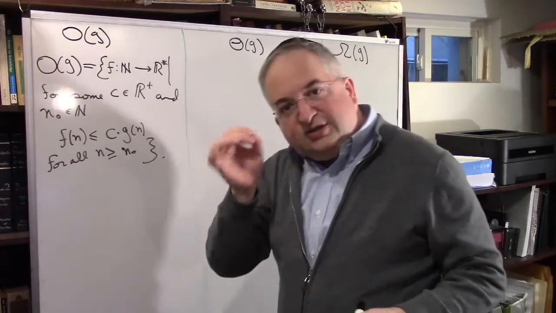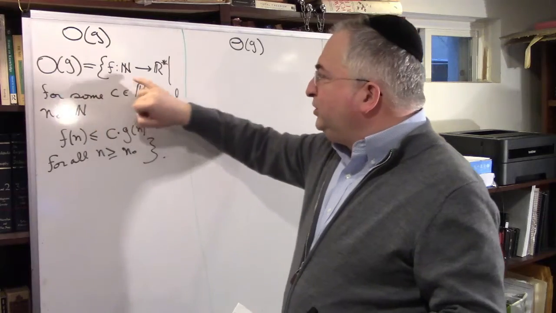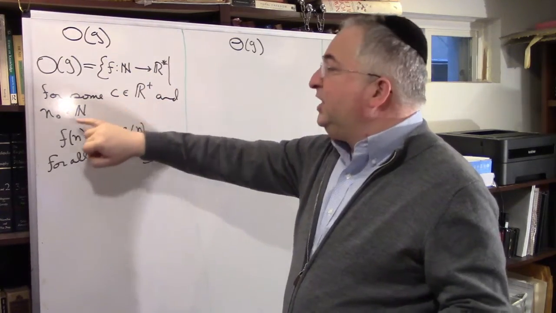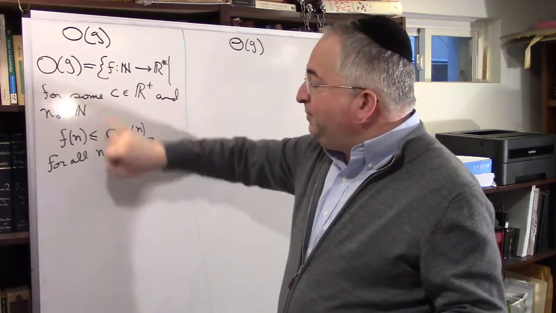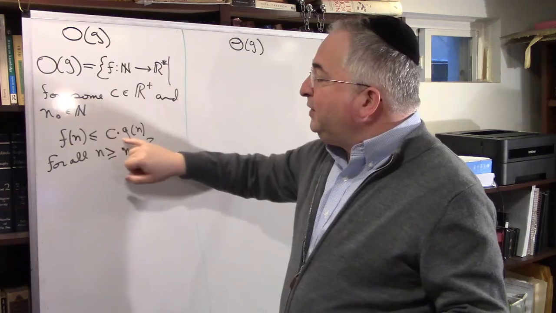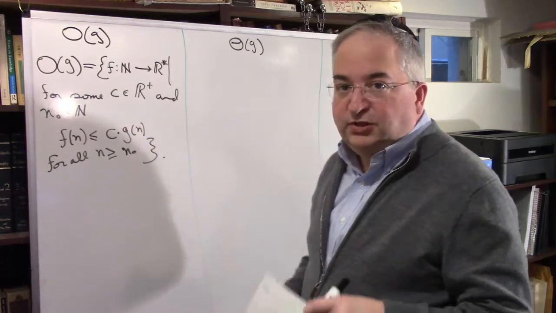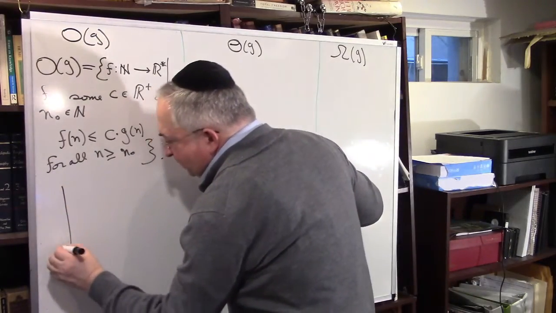And you'll see it has all our lessons that we learned. O of G is those functions that there's some C, and I'll explain what the C is, and there's some N0 such that f, that's what we're comparing, is less than or equal to C times g for all numbers n. And I'll explain what it means. We have a picture for this. It's a very nice picture.